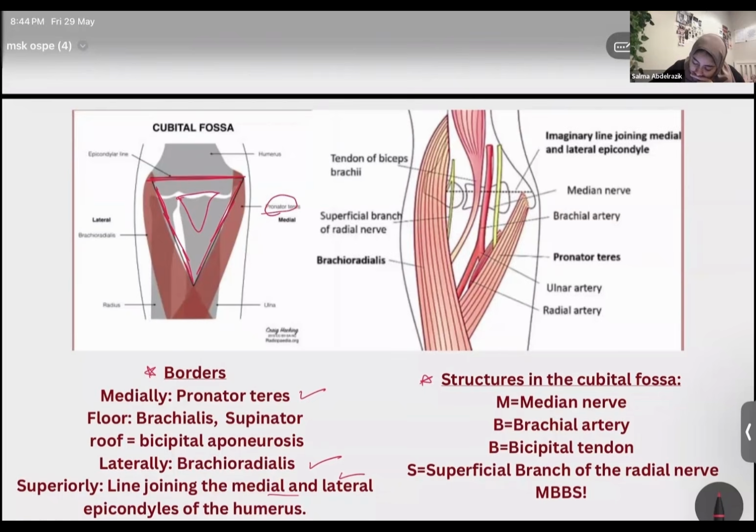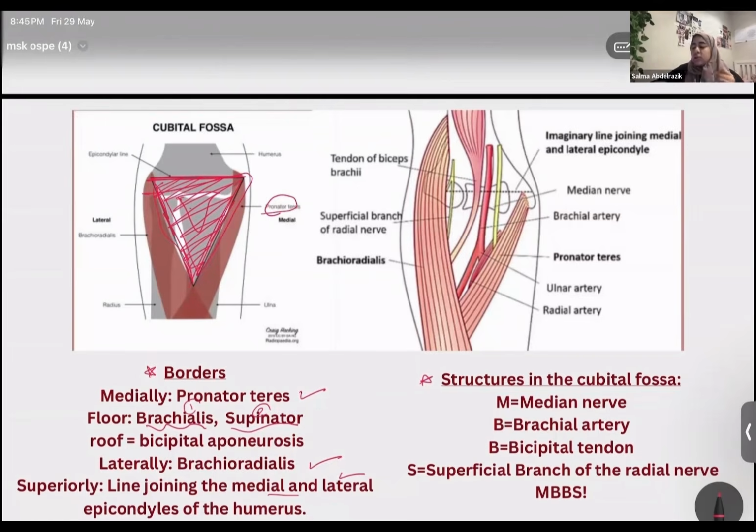The floor will be the brachialis or the supinator. The roof will be the bicipital aponeurosis. So yeah, we did the top. It's like a pizza shape. So same, three borders, a floor and a roof.